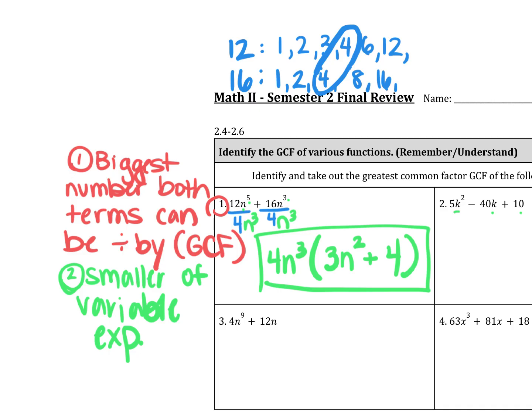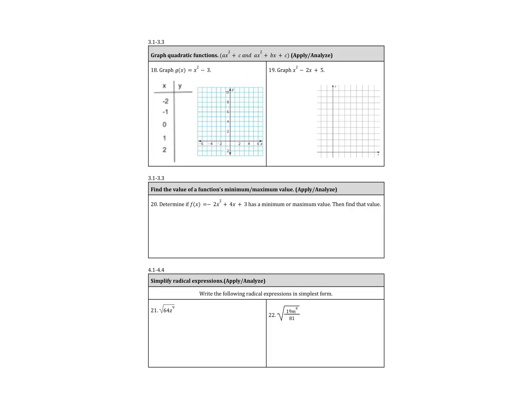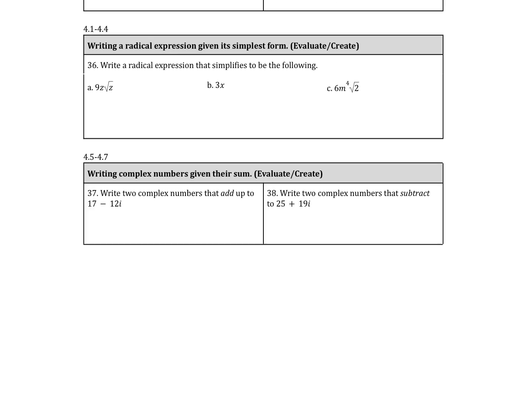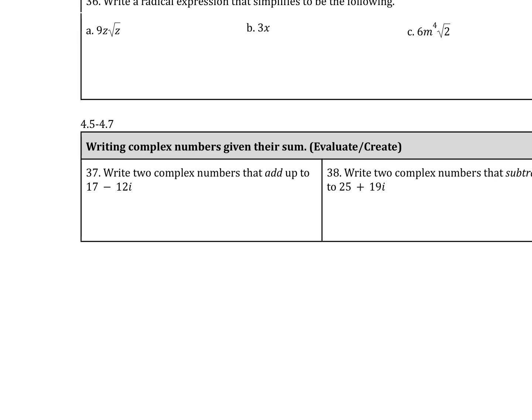Now the other questions are asked about 37, 38, and 39. And I totally understand, challenging. So for 37, you want to write two complex numbers that add up to 17 minus 12i. So this one is not that bad. When you do these, you just have to remember all complex numbers have a real part and an imaginary part. And when you're adding and subtracting, the real goes with the real and the imaginary goes with the imaginary. So we can kind of view this separately for now.